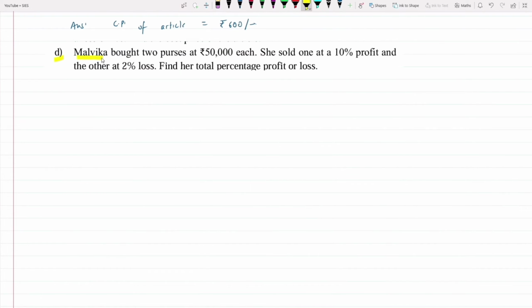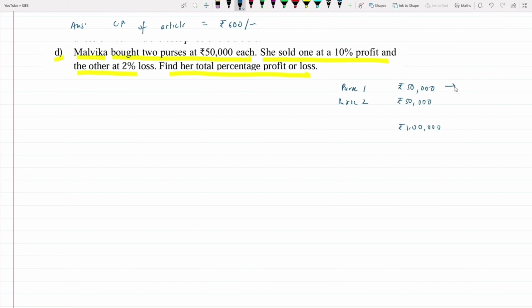So we have Malavika, who bought 2 purses at 50,000 each. She sold one at a 10% profit and the other at 2% loss. Find the total percentage profit of this. So you understand that Malvika is buying 2 purses. So she buys 1 purse at 50,000 rupees. The second purse again at the same price. So her total cost price is going to be 1 lakh.